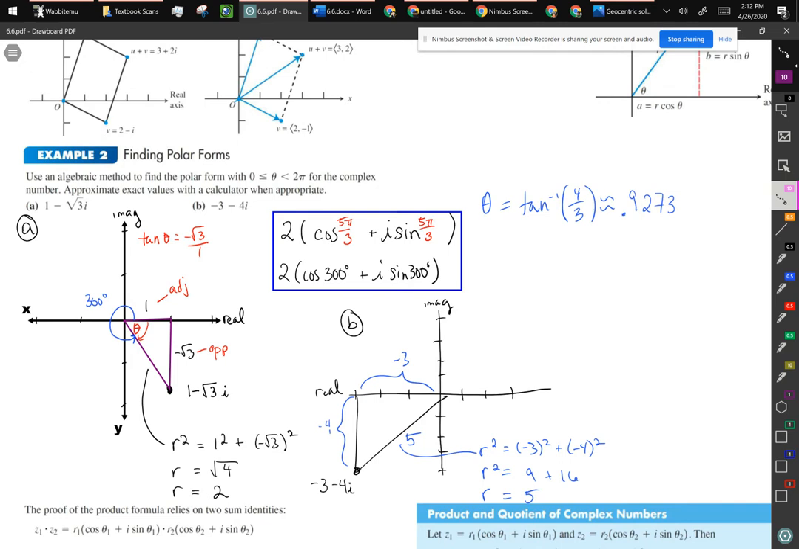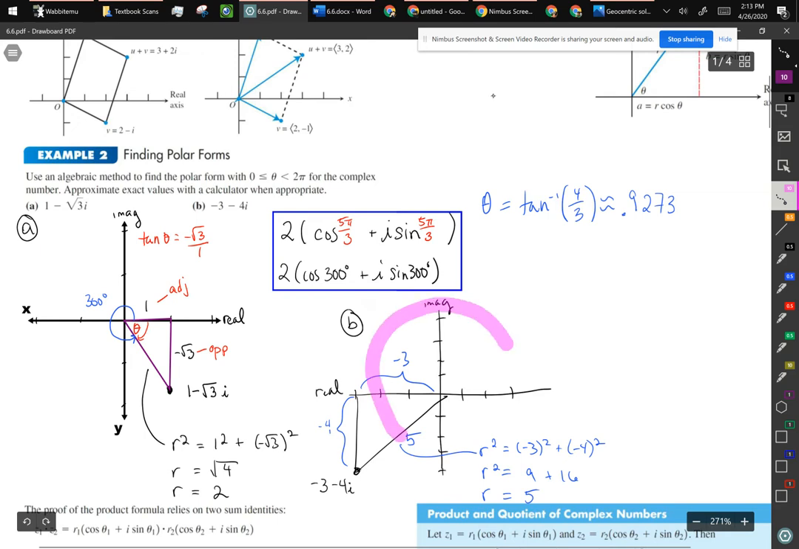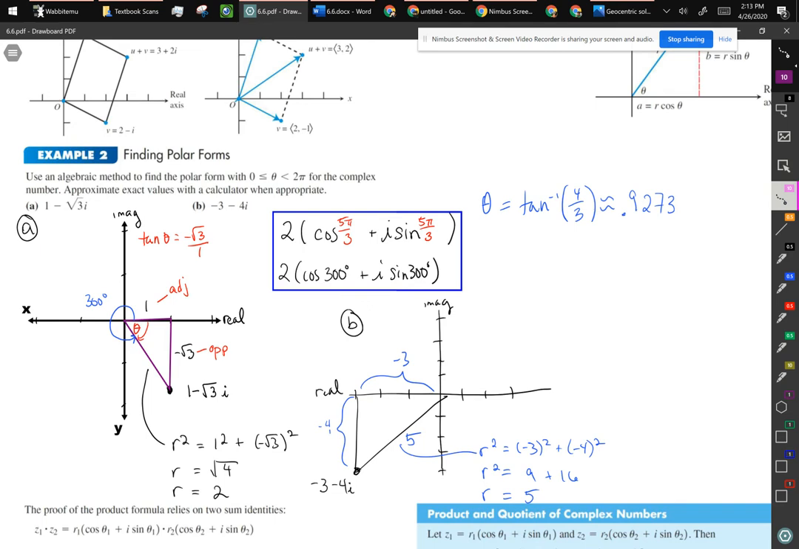Now, tangent's range is limited, I believe, to quadrants 1 and 4. From our inverse tangent section, we learned that. But we can easily figure this out because 0.9273 is over here. Well, if you just add this much to it, you'd be over there. That's just adding pi. So what we really want is this. Okay, so we're going to need to take 0.9273 and add pi to that.